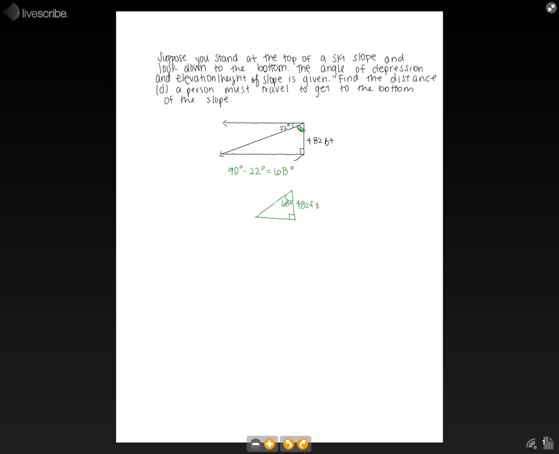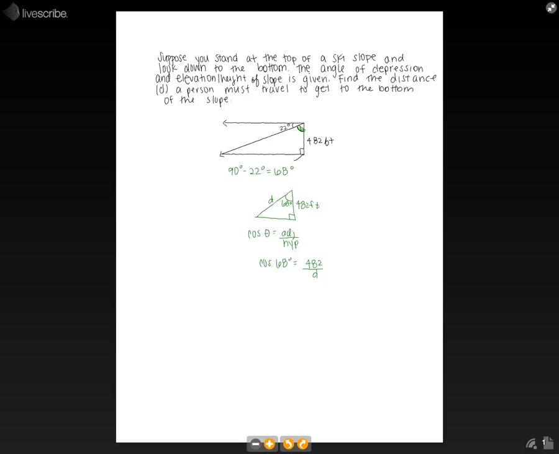And we know that if we're looking for the distance to travel to get to the bottom of the slope, we're looking for our slope distance, which is this right here, so that's d. So now we can set up a trig ratio to figure this out. We have the adjacent to our angle and our hypotenuse to our angle, so we can use cosine of an angle because that is adjacent over hypotenuse. So the cosine of 68 degrees will be our adjacent, which is 482, over d.